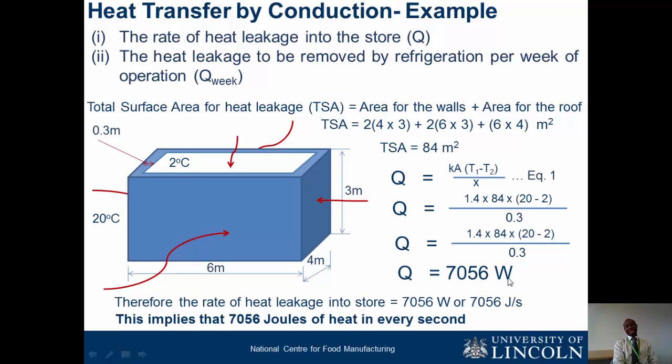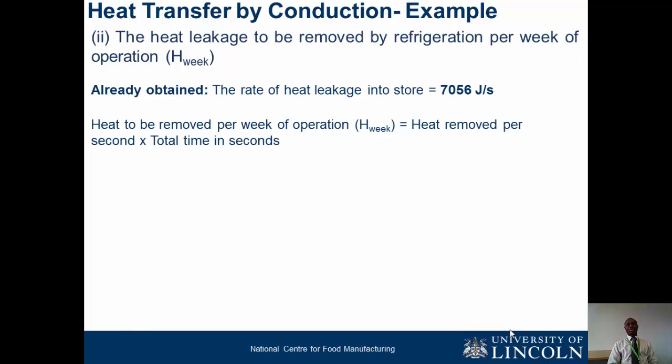Don't forget that our watts can also be expressed in joule per second. So it makes it more meaningful to us to interpret the answer we have there. What that is telling us is that 7056 joules of heat energy is removed every second. And the second question is asking us to calculate the amount of heat to be removed by refrigeration in a week. So we know the amount of heat to be removed in 1 second. And how do you calculate the amount of heat removed in a week? It's very simple and straightforward.